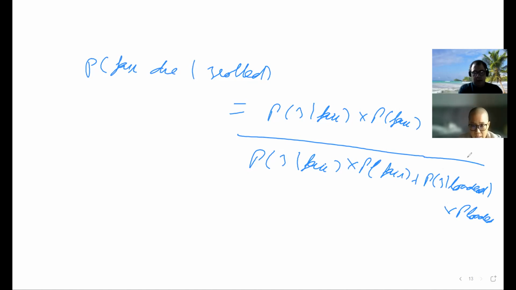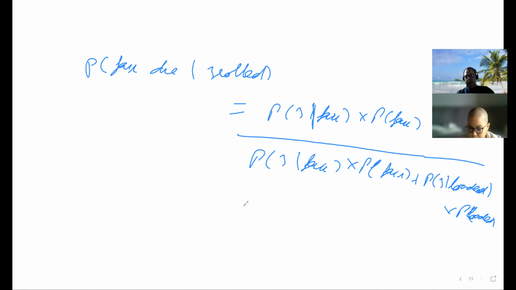Hold on, I want to write that down. Is it okay? Yes. P3 given fair times P fair, and then P3 given fair times P fair, plus P3 given loaded times P loaded.